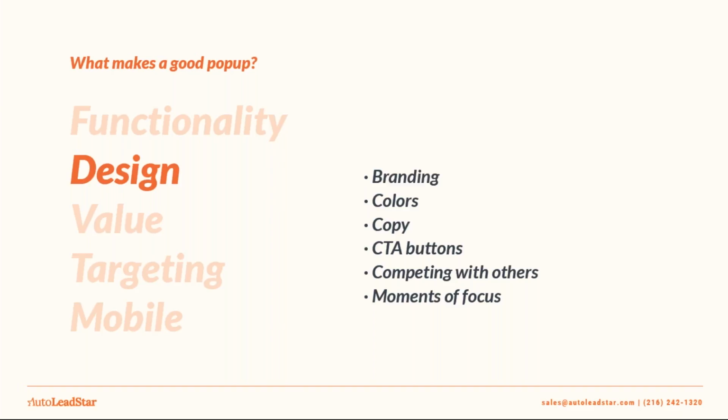Also important is the copy. What does the actual text on this offer say? Is it clear? Is it straightforward? And that relates to the call to action buttons. Are those clear and straightforward? Do they reflect the same message as the rest of the copy? So for example, if you're offering an offer on a specific VDP, you might say something in your call to action like get offer, right? Something that's straightforward, something that's consistent.